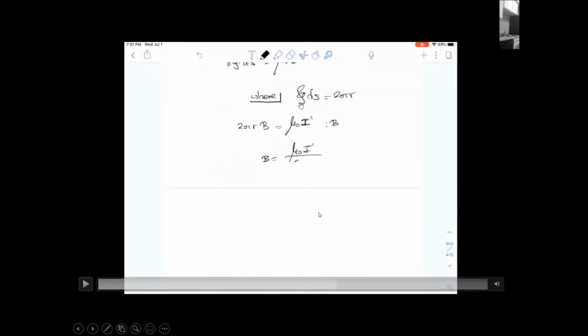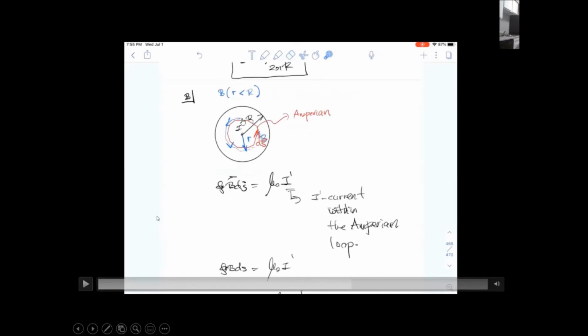All right, and so once again, this represents the circumference of the Amperian loop under the circumstances. Now, for us to be able to interpret this formula, we need to express the net current within the Amperian loop in terms of the net current inside the wire. And for us to be able to do that, we have to make the assumption that the current density inside the wire is constant.